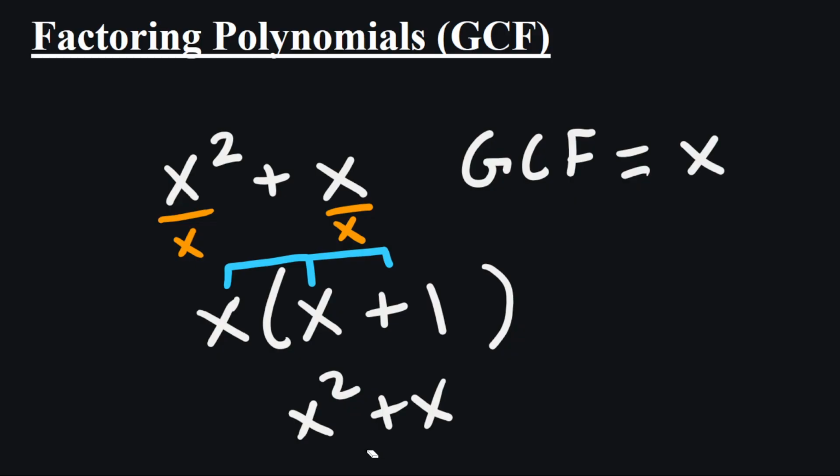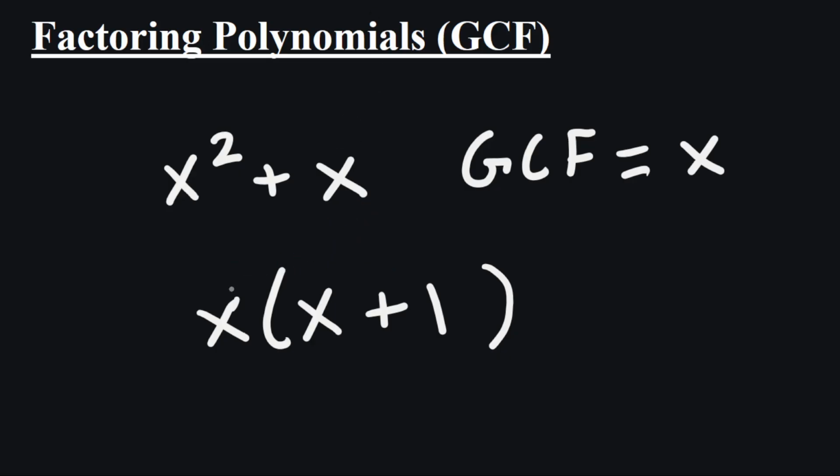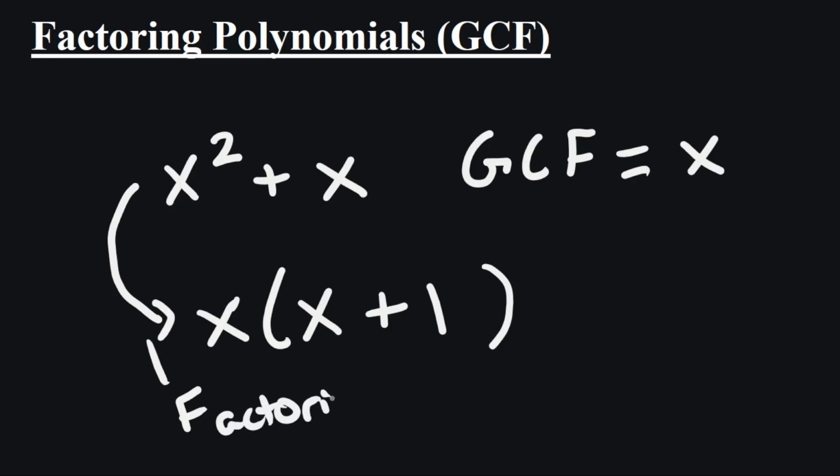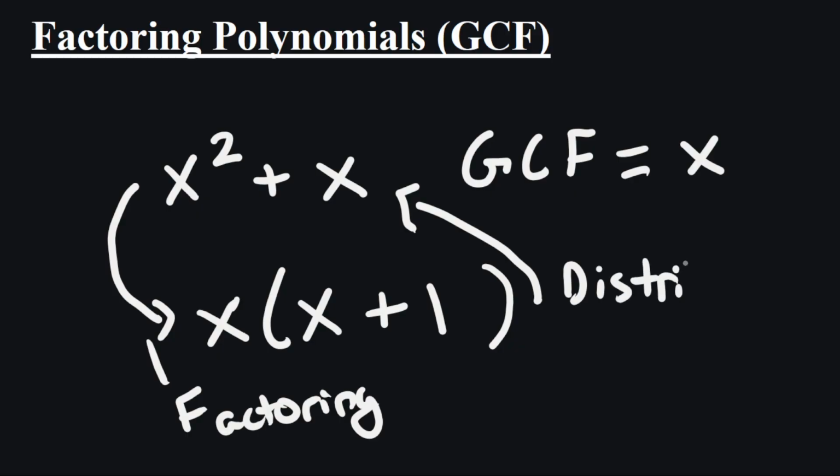So factoring is essentially the reverse of distributing. When we want to factor, our goal is to get from here to here. That is factoring. And to get from here back to here, we have to distribute. In this case, as we saw, we would distribute the x to each term on the inside of the parentheses. So that's a simple example.